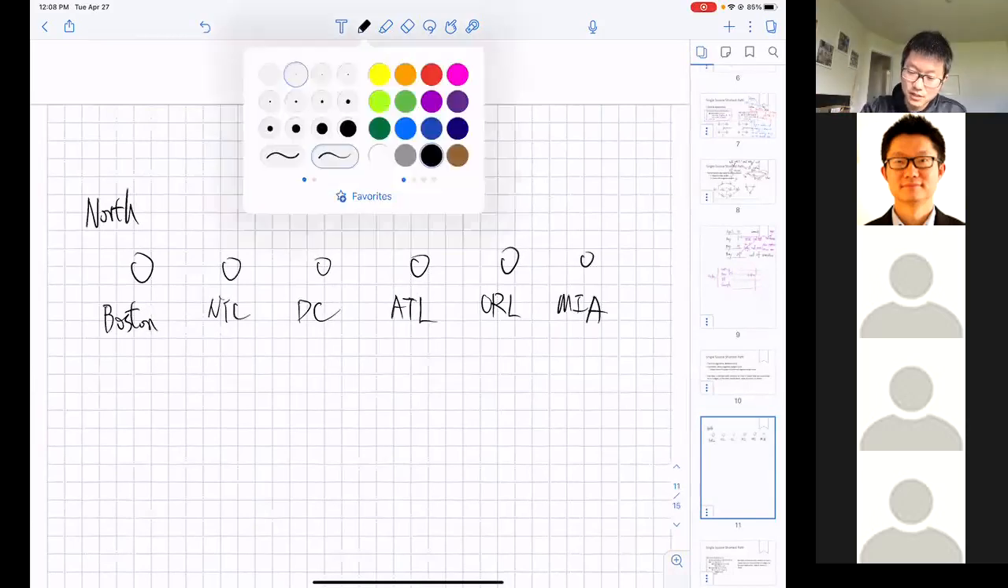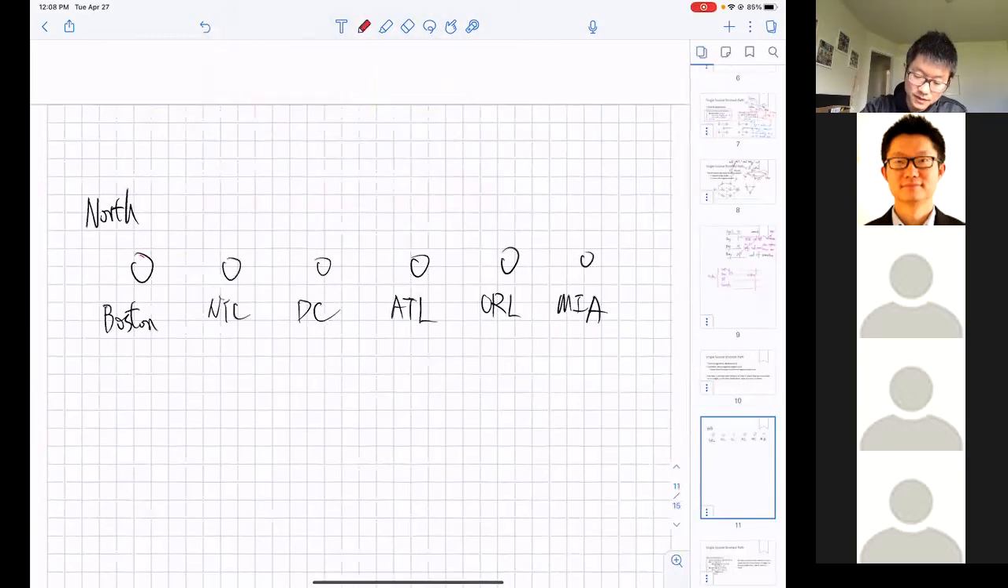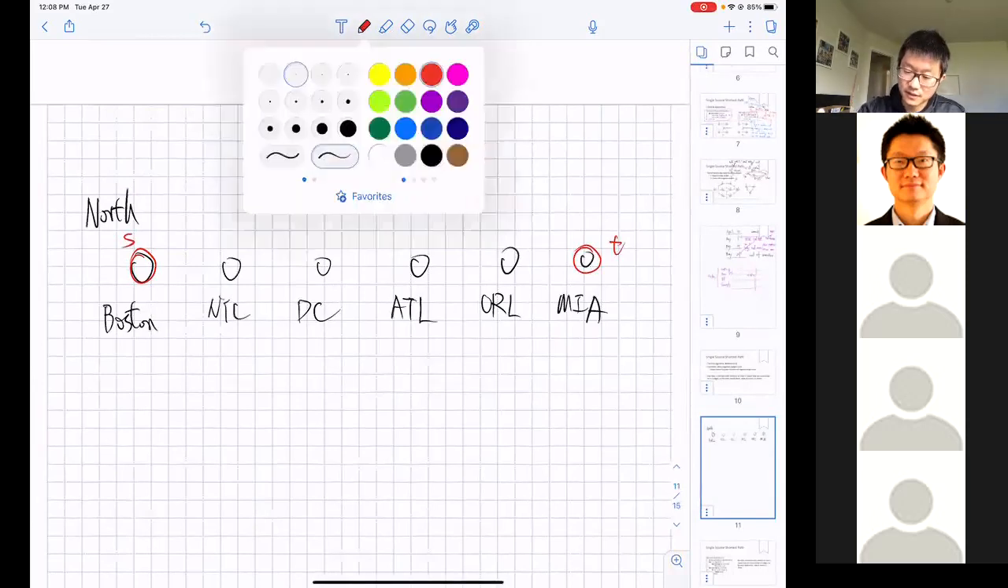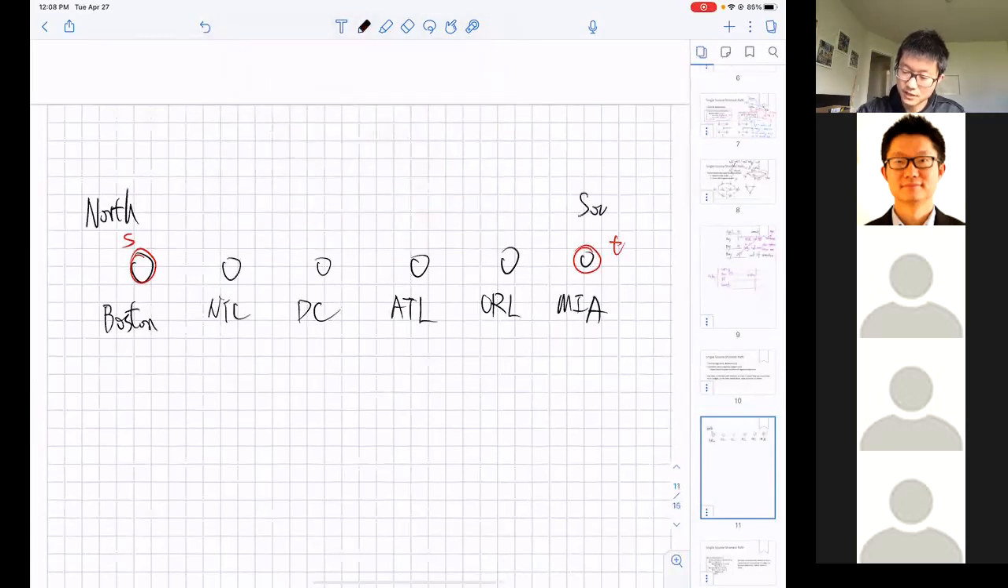Okay, suppose here I ask you to go from Boston to Miami. This is your source and this is your destination. I use T to denote the destination. This is the southmost side. Okay, so how are you going to travel?